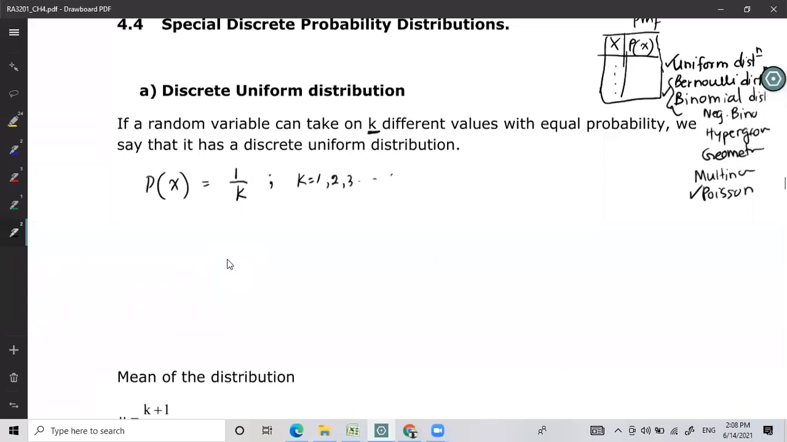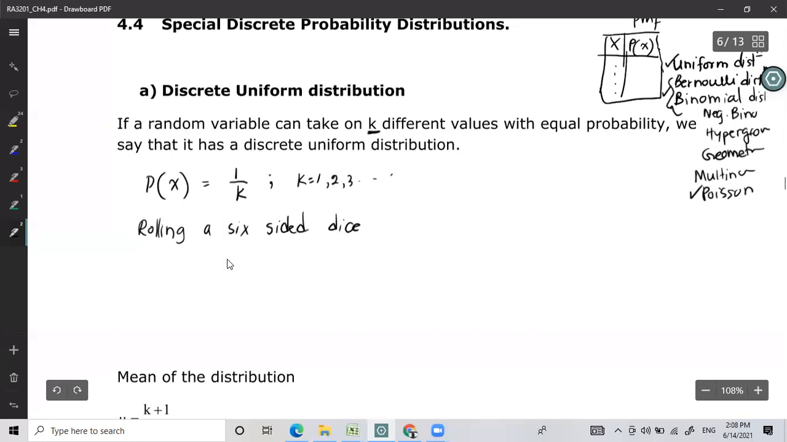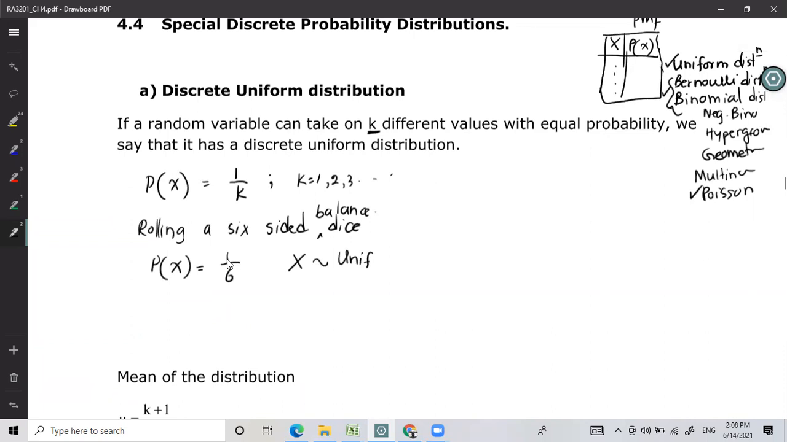Say, for example, think about rolling a six-sided dice. Balanced one. That means all six sides have the same equal probability. So what is the probability that one side will come up? 1/6. Okay, so this is a uniform distribution. So you can write X follows a uniform distribution.